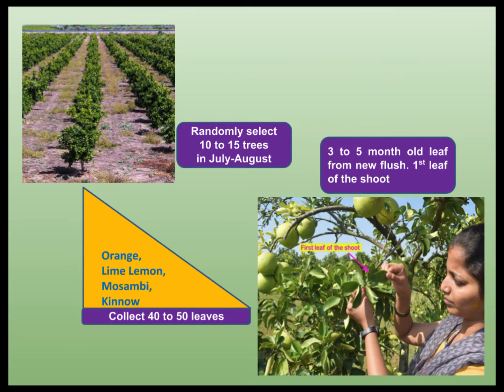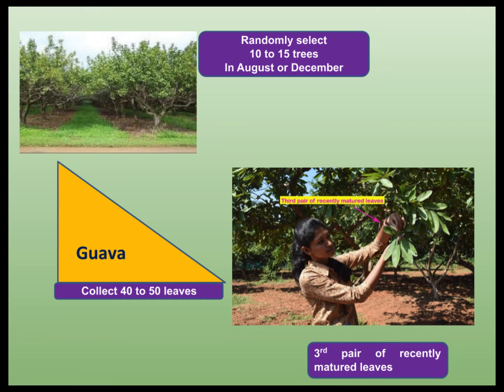To sample leaf tissue in the citrus group, in the orchard select randomly 10 to 15 trees and locate the spring growth flush, 3 to 5 months old, from non-fruiting branches. Collect leaves from the first leaf of the shoot, and collect 40 to 50 such leaves per hectare and transfer to a sampling bag.